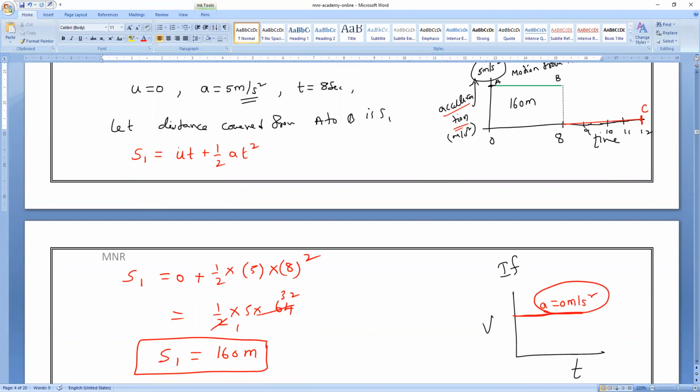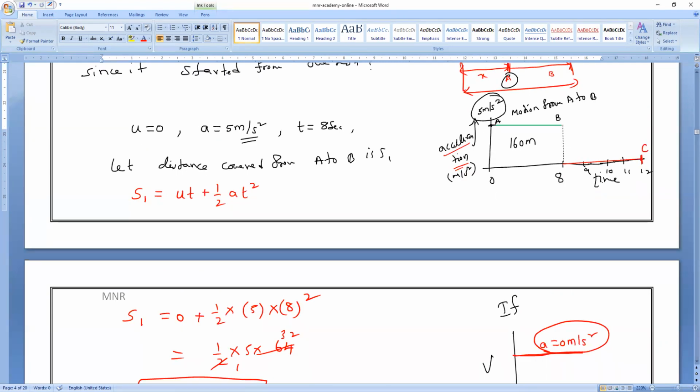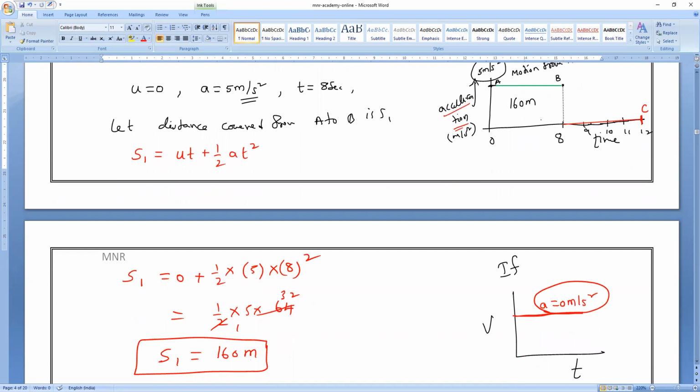Sir, then again we need to use the equations of motion. Yes, we have to apply that at point B. So what is the velocity? We have to find it. Can you find the velocity at point B, the final velocity? Can anybody tell me how to find velocity? Sir, first equation of motion.